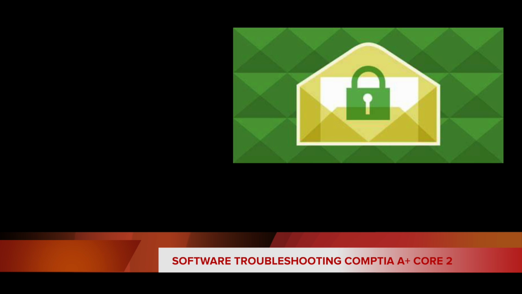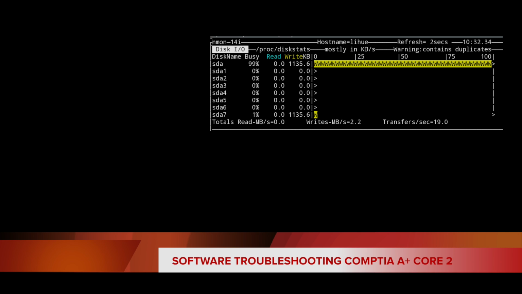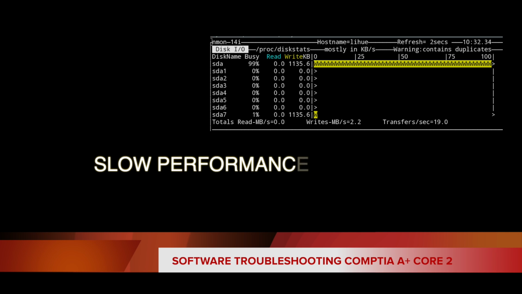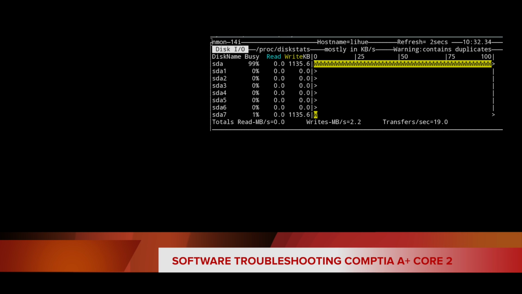A slow computer is often caused by too many programs running simultaneously, taking up processing power and reducing PC performance. Some programs will continue running in the background even after you have closed them, or will start automatically when you boot up your computer.